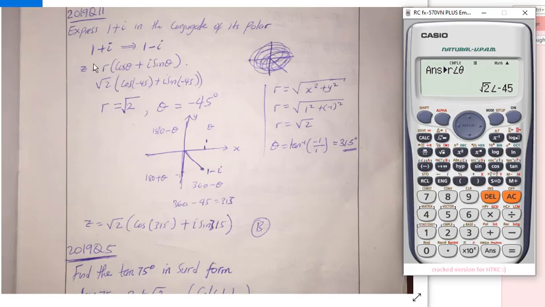And don't forget the polar form of a complex number. I've written it for you in the objective. Z equals r (cos theta plus i sin theta). So just put it there: root 2 (cos 315 plus i sin 315). That is also option B.